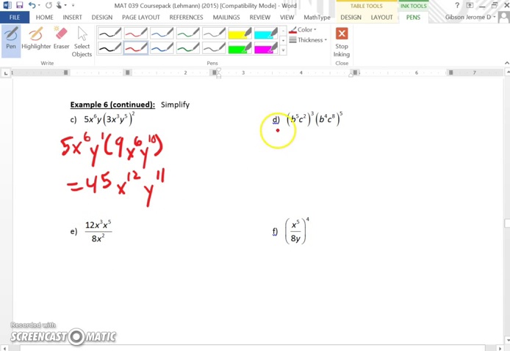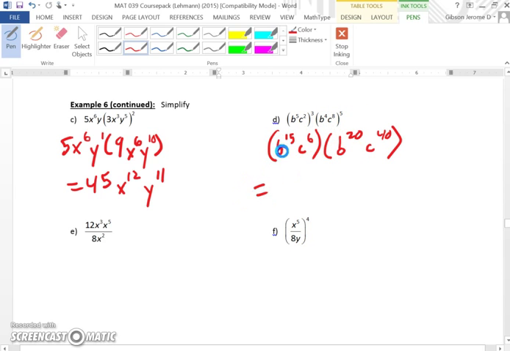Now we come here to D. It says here with D, we have this parenthesis to the third power, this parenthesis to the fifth power. So we would take care of those exponents first. This would give us b to the 15, c to the 6, because power to a power we multiply. This will give us b to the 20th and c to the 40th. Because again, power to a power we multiply.